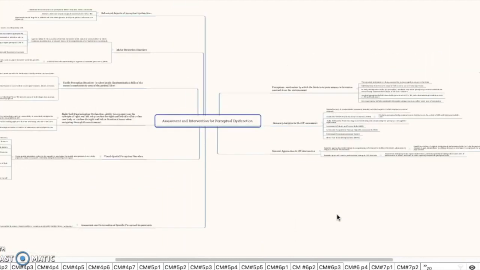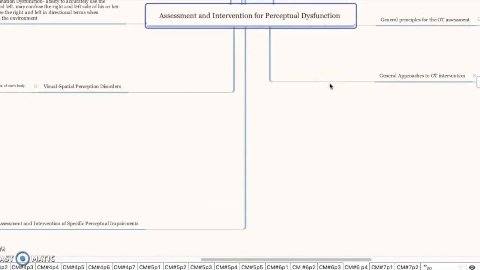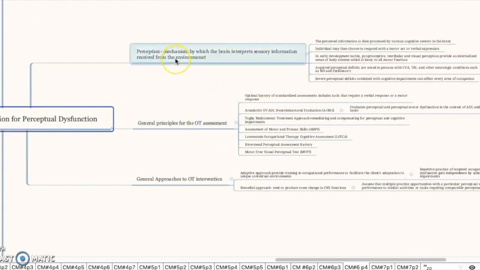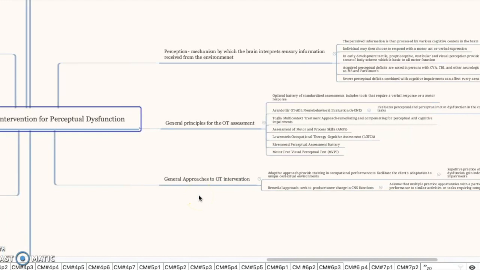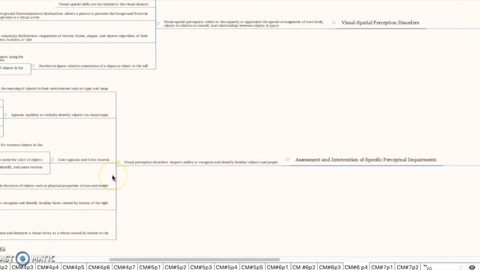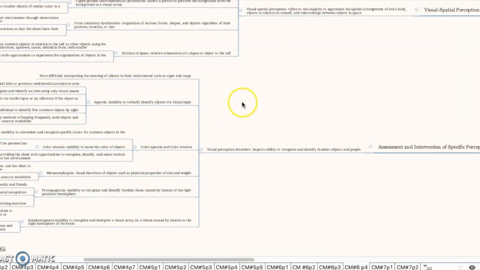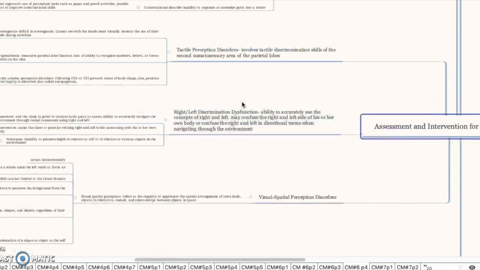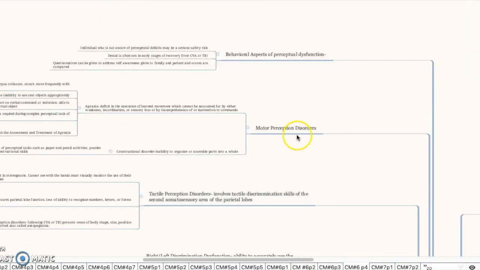And then here's the assessment and intervention for perceptual dysfunction. So this is what perception is. It's the mechanism by which the brain interprets sensory information received from the environment. Some general principles for the OT assessment, general approaches for OT intervention, the remedial or adaptive, and then assessment and intervention for specific perceptual impairments. So these are the specific impairments. And then it talks about tactile perception disorders, dysfunction with right or left discrimination, visual spatial perception disorders, motor perception disorders, and behavioral aspects of perceptual dysfunction.